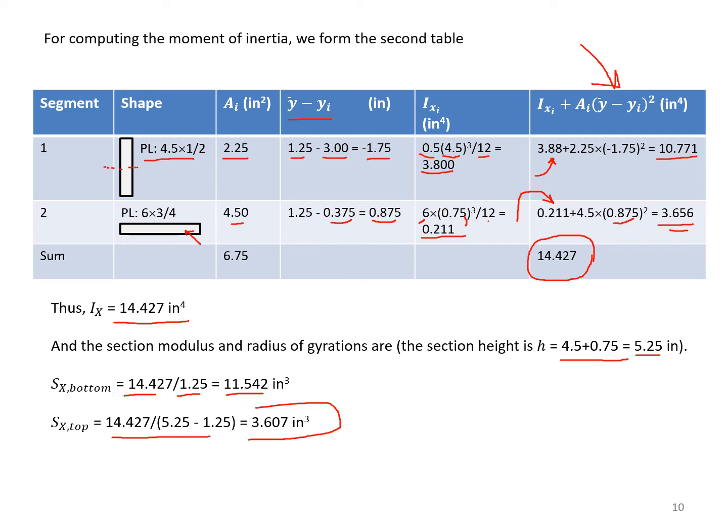This is the more critical one that would be used in design because it is a smaller value producing larger stress on the cross section. Now how about the radius of gyration? That's the square root of Ix over A, which turns out to be 1.46.